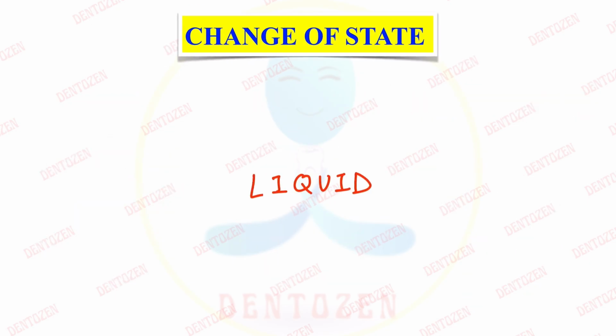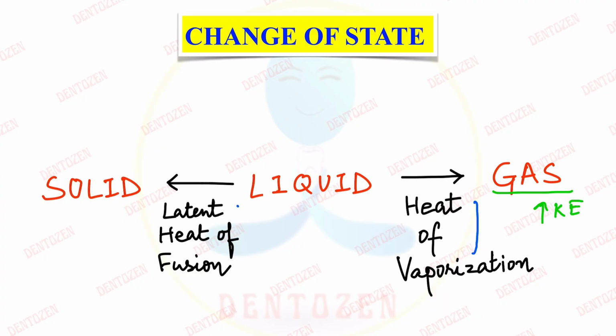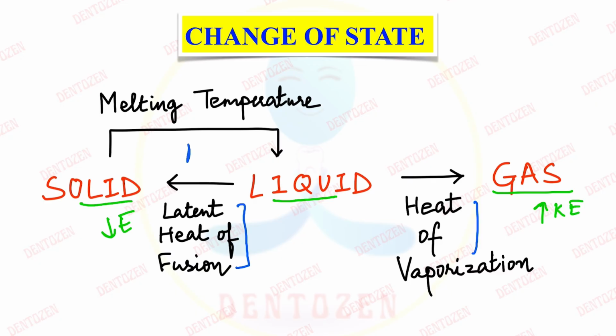For example, when the temperature of liquids is raised, they will absorb heat and change to the gaseous state, where the kinetic energy of the molecules will increase, and the heat which is taken up in the process is known as heat of vaporization. On the other hand, if the temperature is decreased, what will happen? These liquids will change to solids, and the heat which is released in the process is known as latent heat of fusion, and in the solid state the energy of the molecules will be less as compared to the liquid state. Not only that, solids can also change to liquid state with the intake of energy, and the temperature at which this happens is known as the melting temperature of the solids.